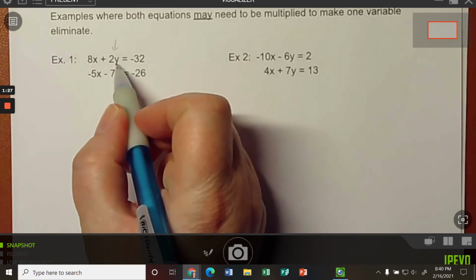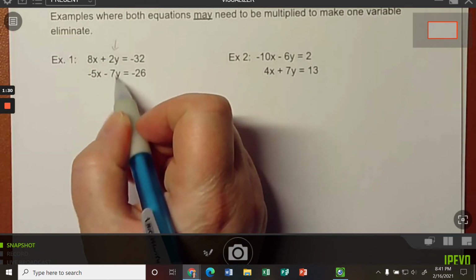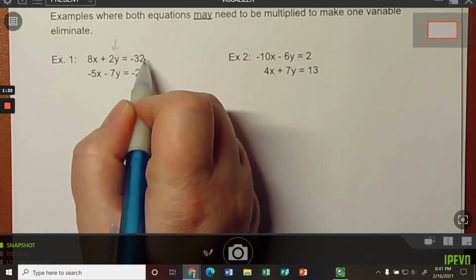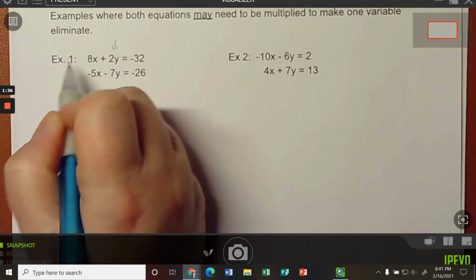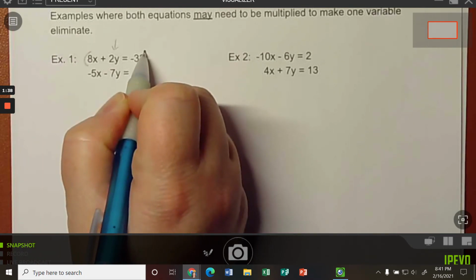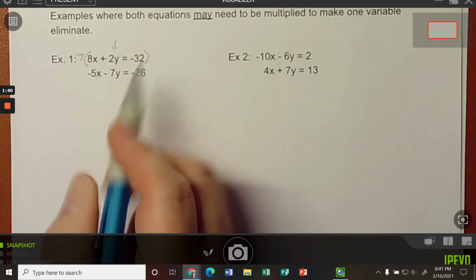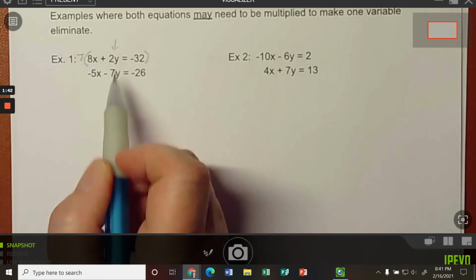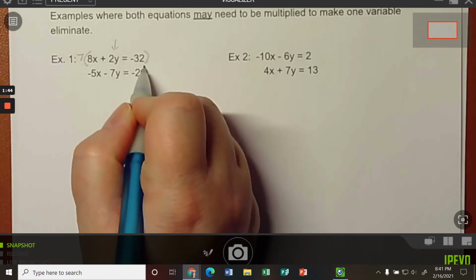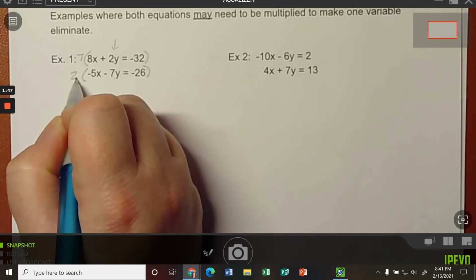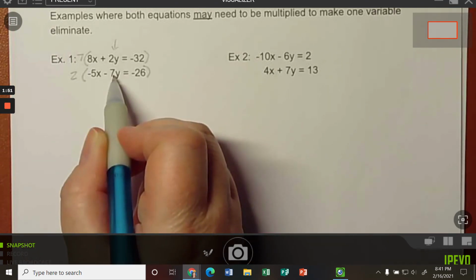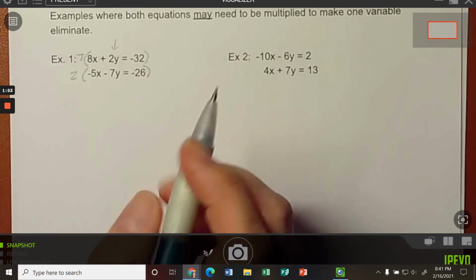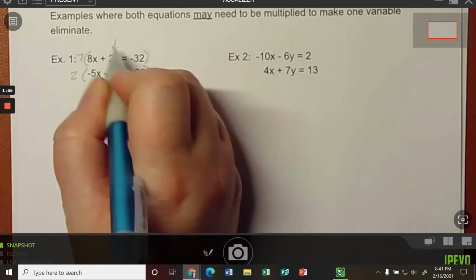In order to make these have a 14y and a negative 14y, I'll take a look at the top equation. I want to multiply everything here by positive 7, and that'll give me a positive 14y. And down here, I'll multiply everything in this equation by positive 2, and that would give me a negative 14y here. So the variable that I'm going to eliminate will be the y variable. So I'll go ahead and multiply everything here by 7.